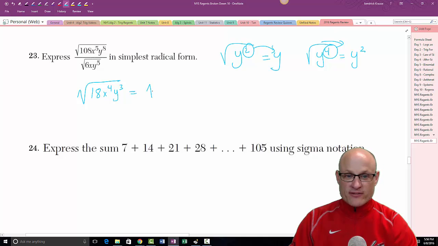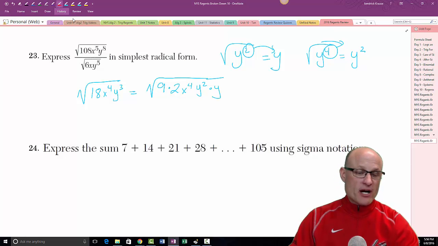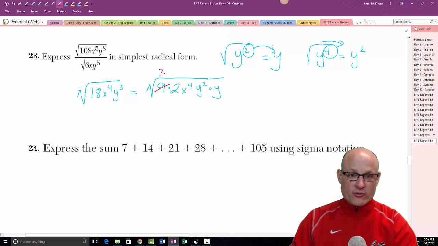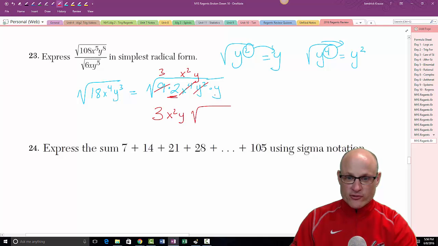I have a 4th. That's not a problem. Let's take care of the 18 first. The perfect square that goes into 18 is 9, so it's 9 times 2. X to the 4th is a perfect square, so I'm going to leave it. But y cubed is not. Y cubed I'm going to rewrite as y squared times y. And I'm going to come through with my other colored pen. Square root of 9 is 3. The square root of x to the 4th is x squared. The square root of y squared is just y. Now I just write 3x squared y. And what did I not cross off? I didn't cross off this 2, and I didn't cross off this y.